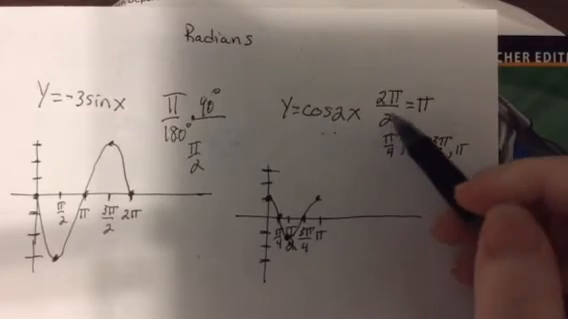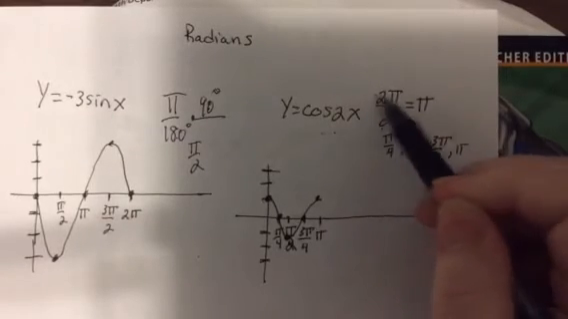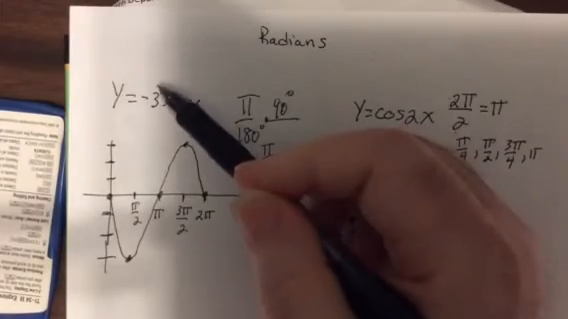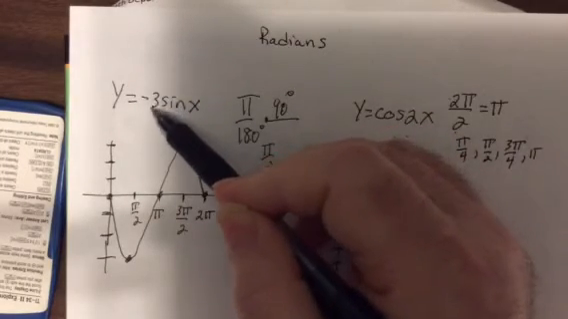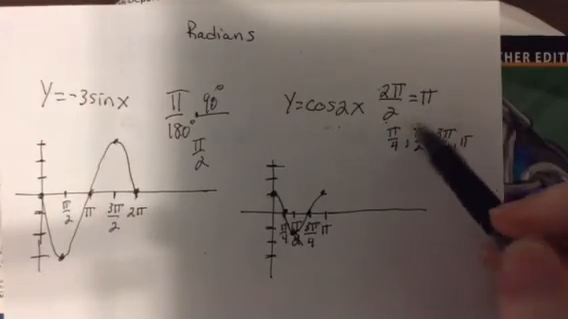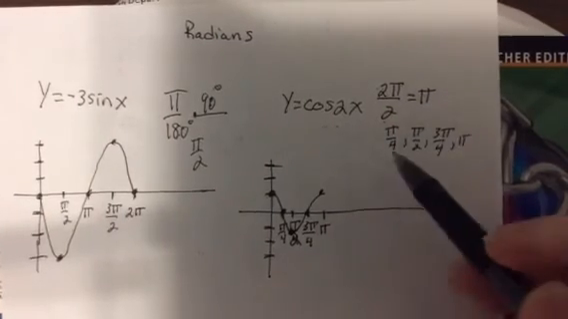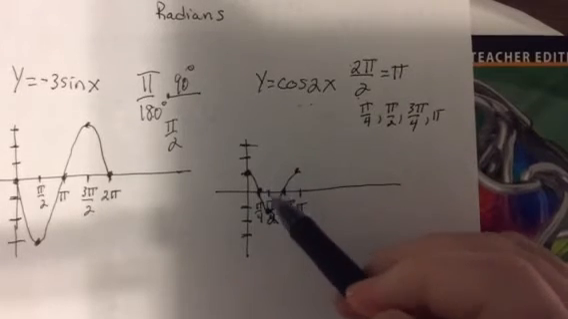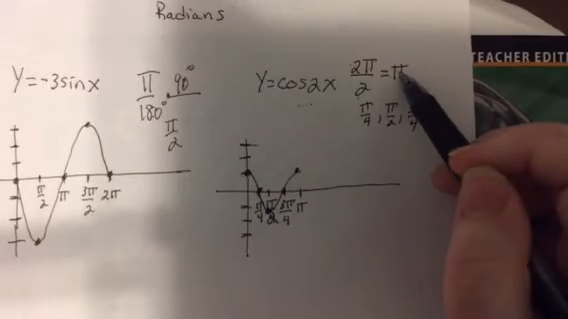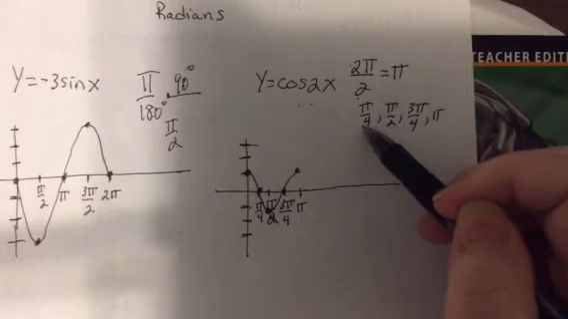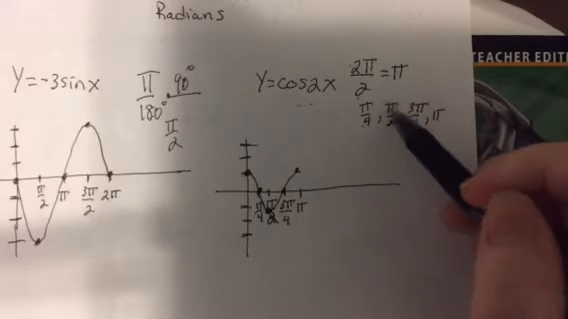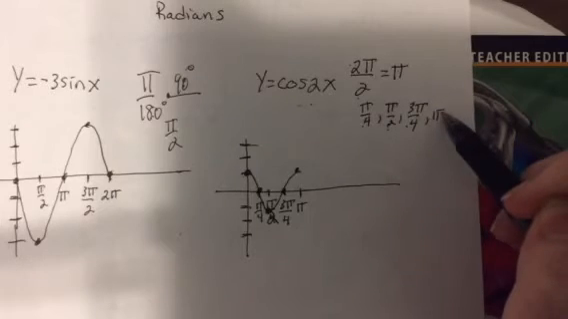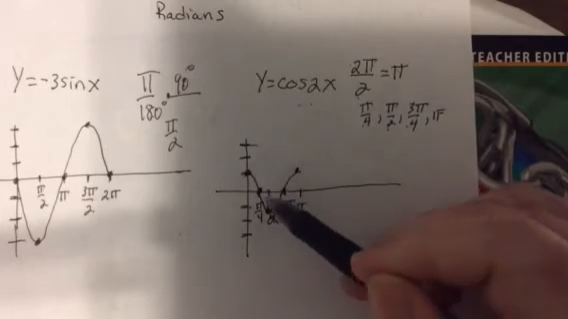Cosine 2x, so you go 2 pi divided by 2, because 2 pi is 360, so the formula is 2 pi. By the way, the amplitude would be 3, absolute value of negative 3. So pi. So now we go 1/4 of that. Some of you are still doing pi over 2. No. 1/4 of pi is pi over 4. So then 2 pi over 4 reduces to pi over 2, 3 pi over 4, and pi. And then here we go.